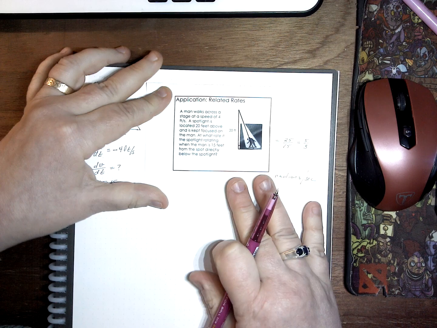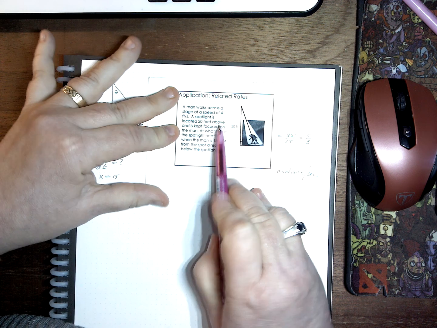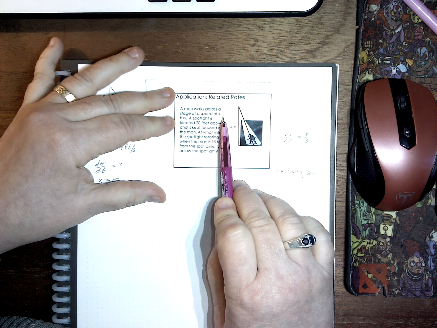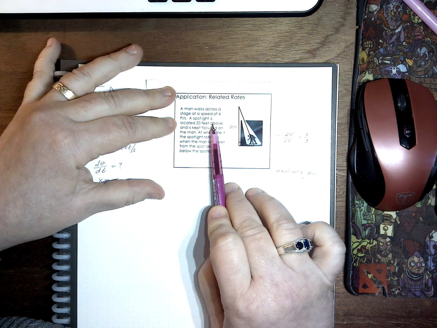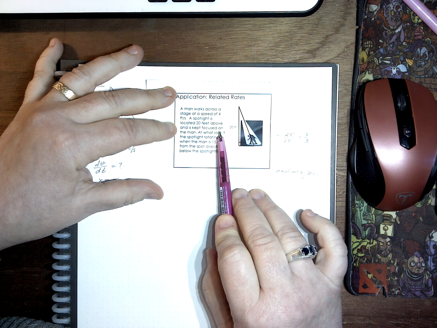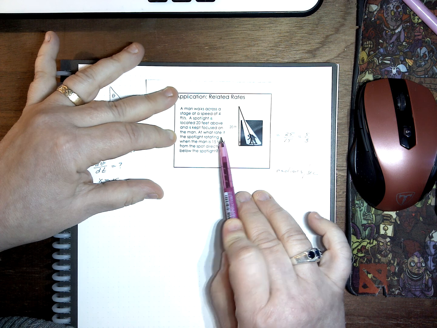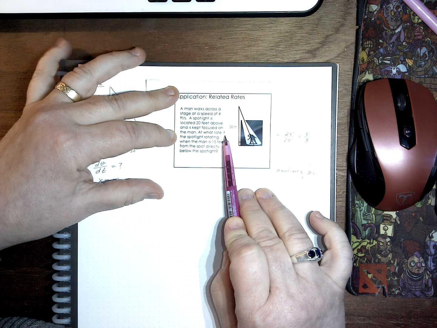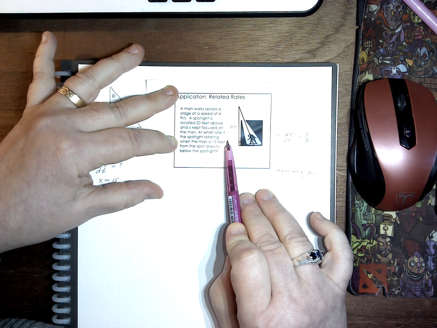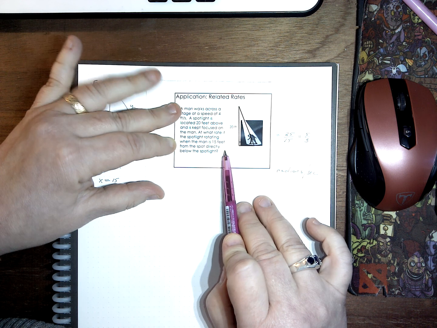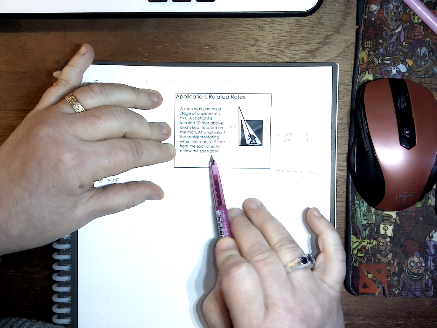Last problem. A man walks across the stage at a speed of 4 feet per second. A spotlight is located 20 feet above and is kept focused on the man. At what rate is the spotlight rotating when the man is 15 feet from the spot directly below the spotlight?